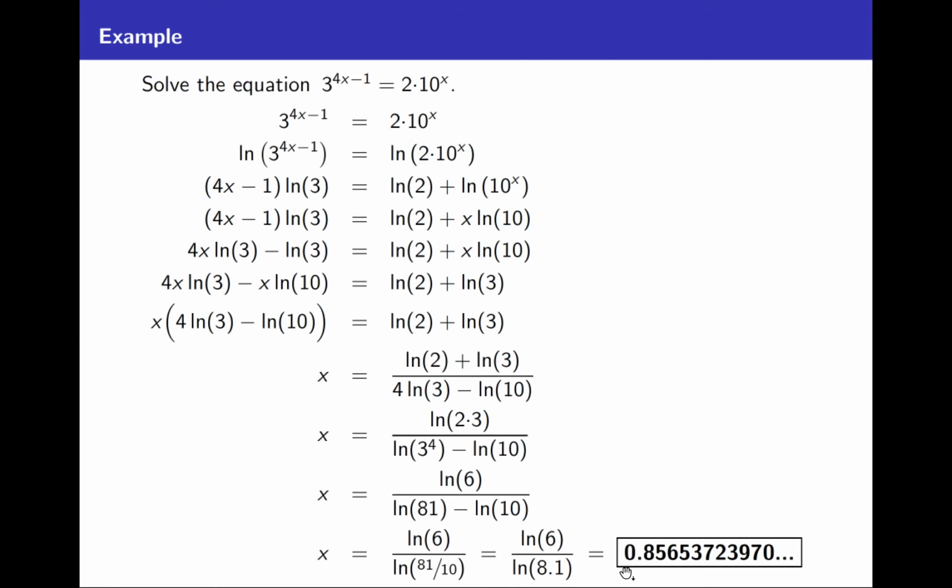Or, well, maybe not exactly, an approximation to like 10 decimal places. So this number, 0.8565 and so on, is the number x, where if you plugged it in up here, these two sides would be equal. And you may want to check that with your calculator. It really works. I checked it myself.